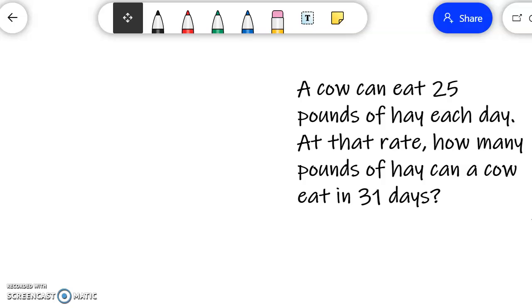Multiplying fluently to solve word problems. So our I can statement is, I can solve word problems by fluently multiplying up to a 3-digit by 2-digit number using the standard algorithm or area model strategies.